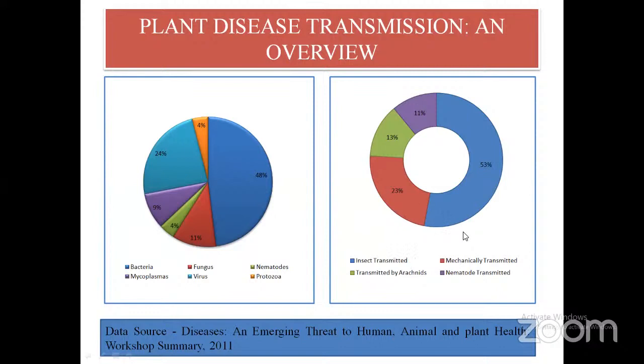Otherwise, the ring chart also depicts one of the major data, which shows that transmission in agro-ecosystems is mainly through insect transmission, which is 53%. Then mechanical transmission is also there. And 13% is by arachnids, which includes mites, ticks, etc. And 11% is through nematode transmission.